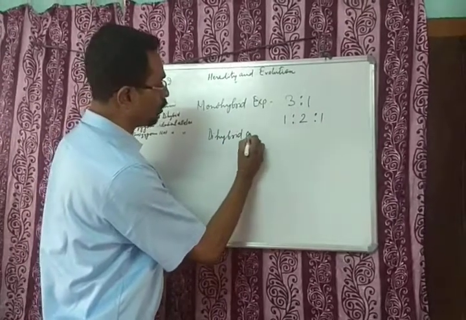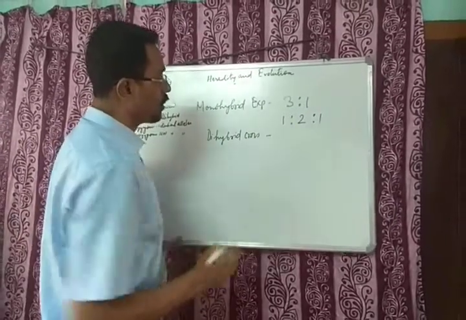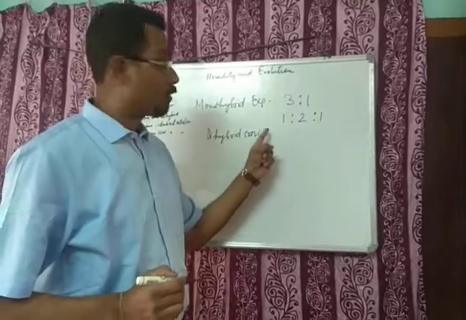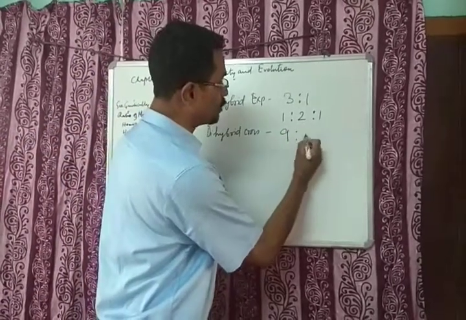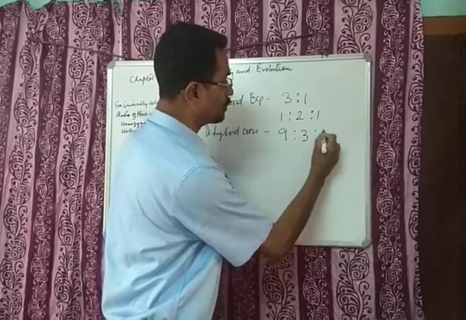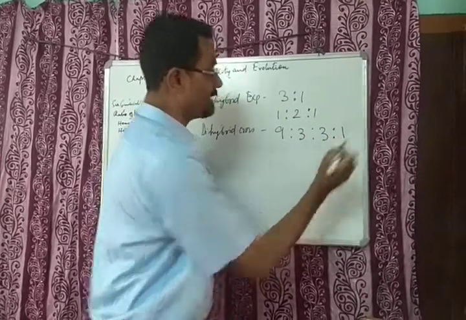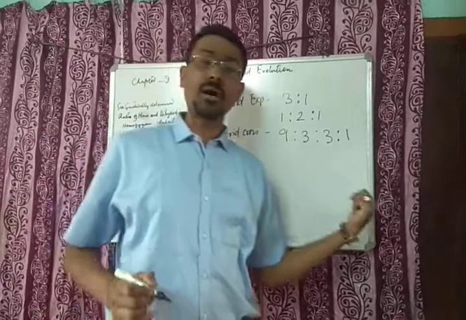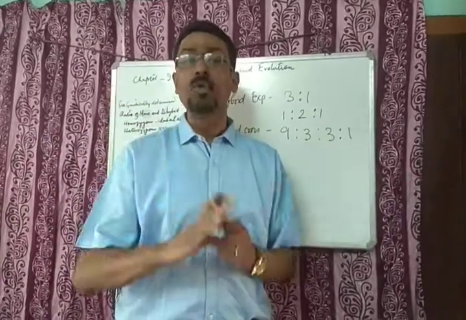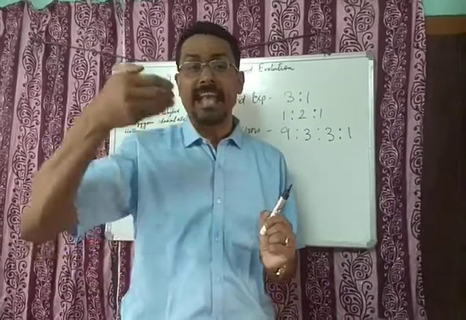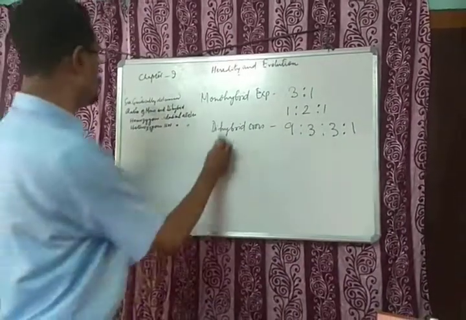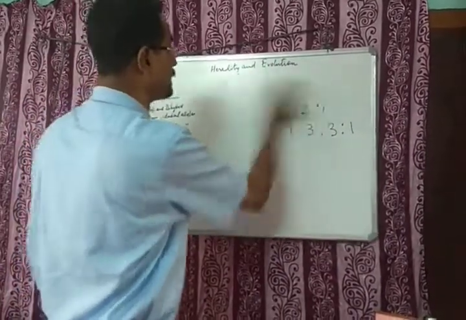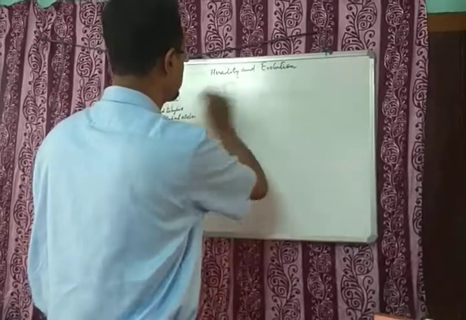Dihybrid cross experiment. What is the ratio? The ratio is 9:3:3:1. Again, this one is also phenotypic, which has been found out looking at the external character. So, after that, let's now move to another part, that is sex determination.